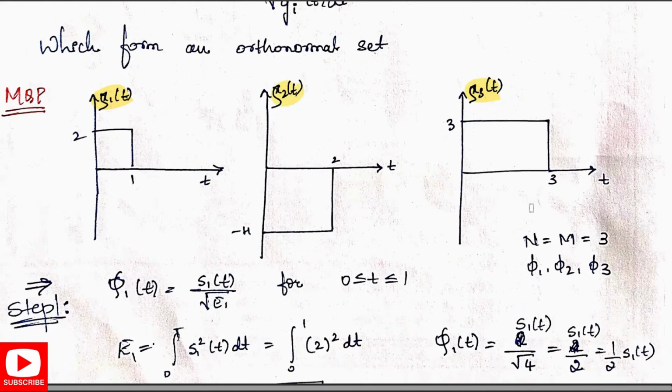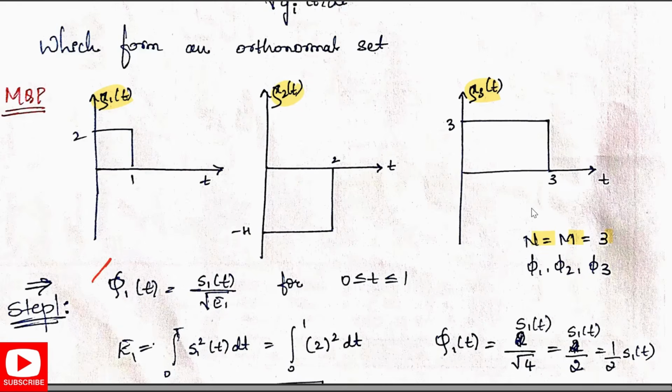Now here you need to find the set of orthonormal functions and also express each signal in terms of the set of basis functions you define. So firstly, you have to write m is equal to 3, and phi 1, phi 2 and phi 3 we need to find. So firstly, phi 1 of t, as I said earlier, this is the formula.